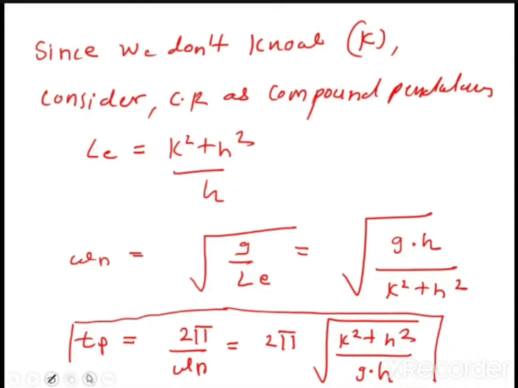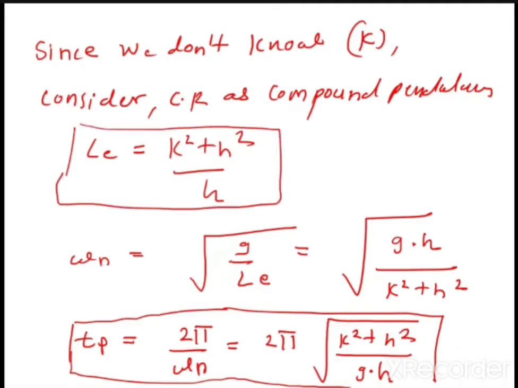So basically, when the radius of gyration is not given, this connecting rod is a system acting as a compound pendulum. So we know that for a compound pendulum, LE is equal to this. Natural frequency is root of G upon LE. So you get this. Time period is 2 pi upon omega. So this is the formula I have got. Now tell me, you know TP.